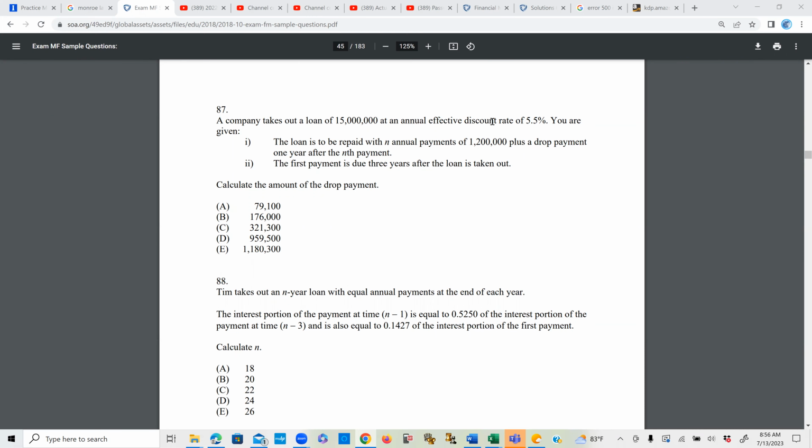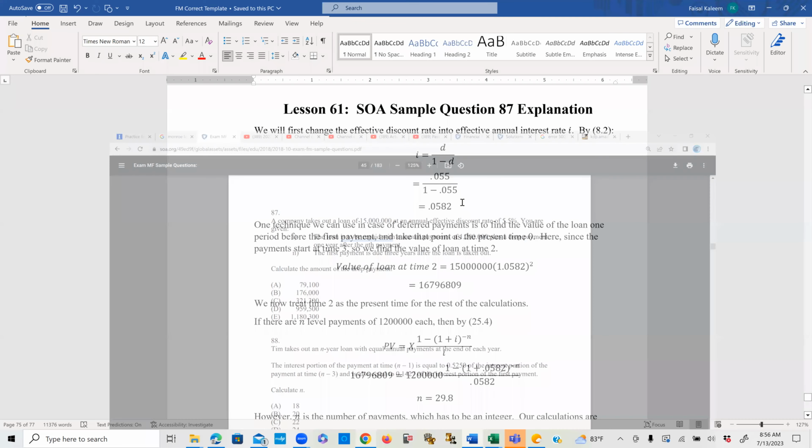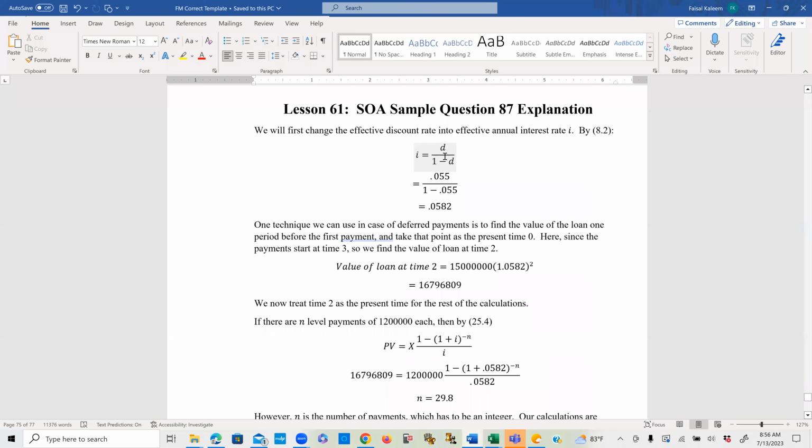So first of all, we are given the discount rate and we will convert it into an interest rate because we're more comfortable working with the interest rate. The discount rate is 5.5%, and we know that i is equal to d over 1 minus d. So 5.5% divided by 1 minus 5.5% gives us 0.0582 as the corresponding interest rate.